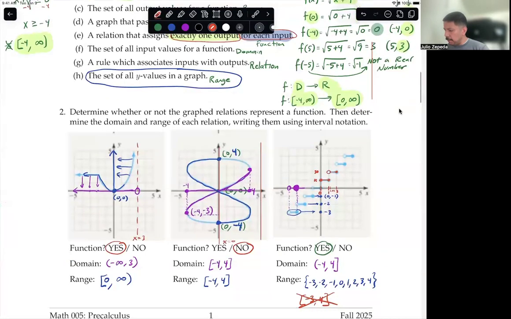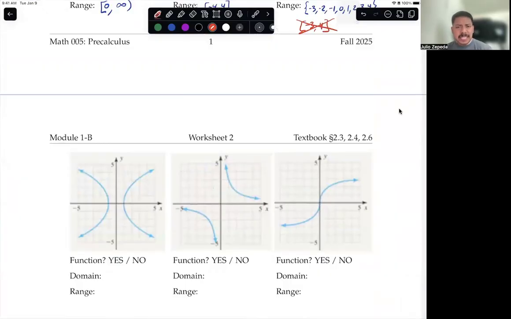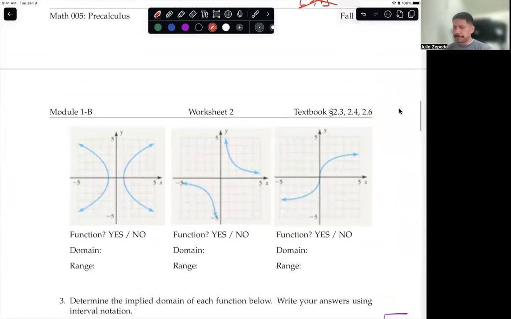Let me take a look at the other ones that we have. We have three more graphs. I'll do one more just to give one more example. Yeah, let's go ahead and take a look at the left graph here. And then we'll end the video and move on to the next one. So, first, is this a function? If you say no, you have to be able to show me a vertical line that crosses more than once. Well, there's one right there. So this is not a function. We'll say no.